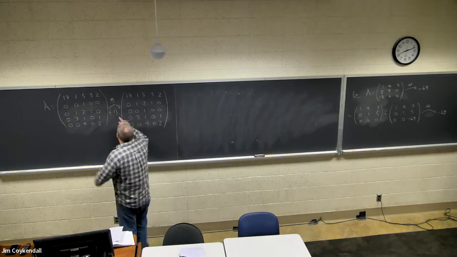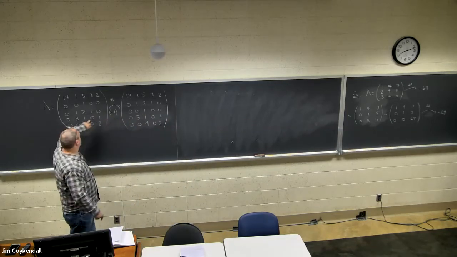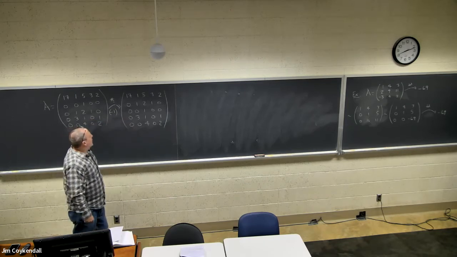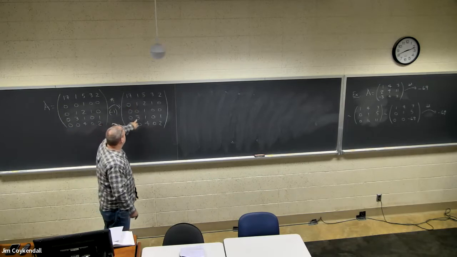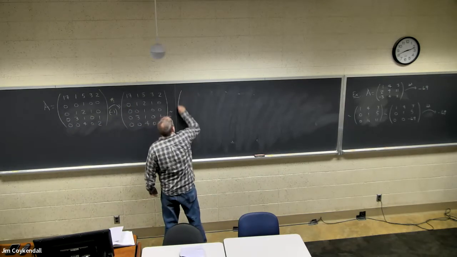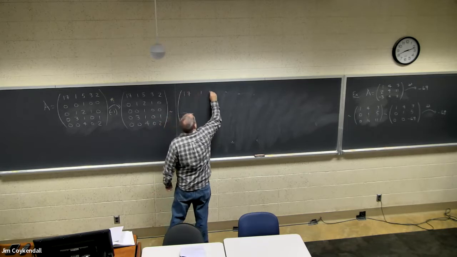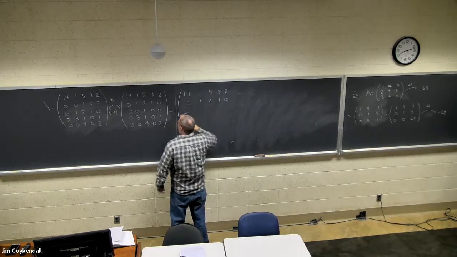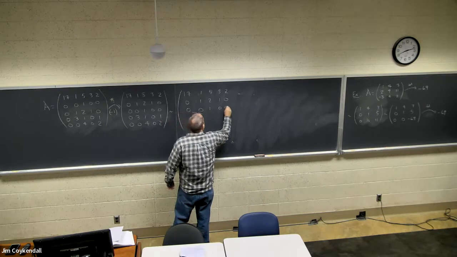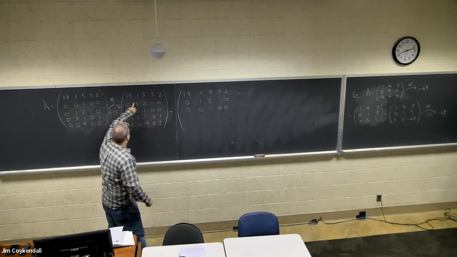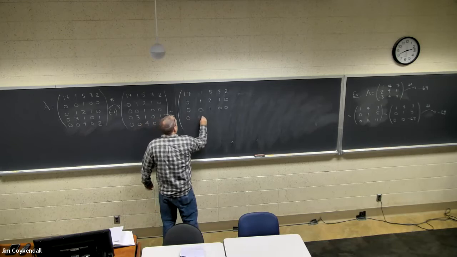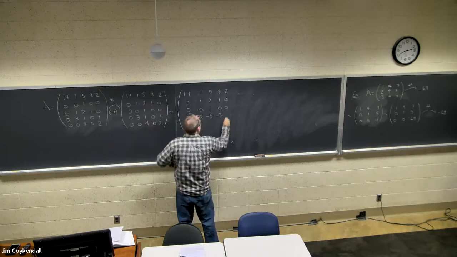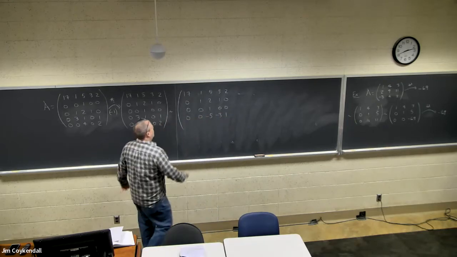So I'll make a note here that the original determinant will have a different sign. Now I'm going to take this second row and do this: multiply this by minus 3 and add. Minus 3 and add. And I'm going to leave this one alone here.